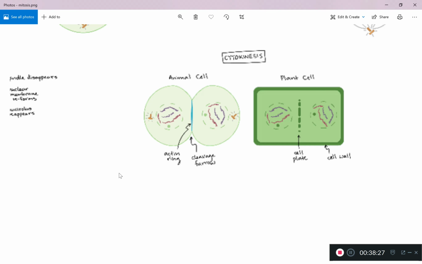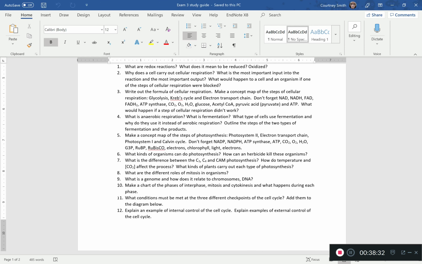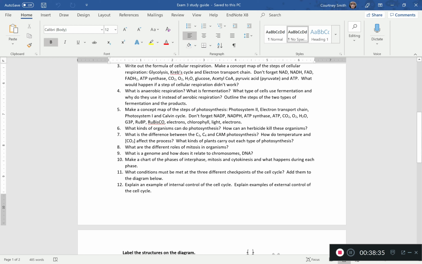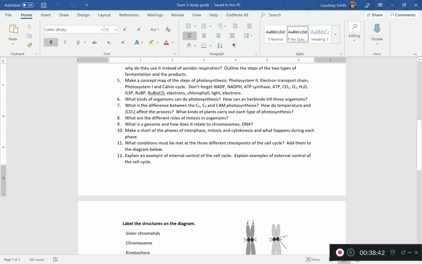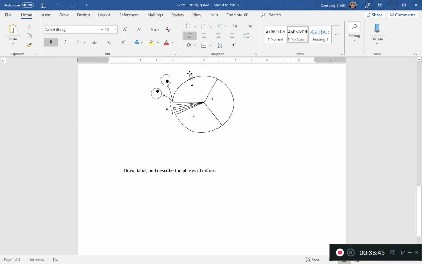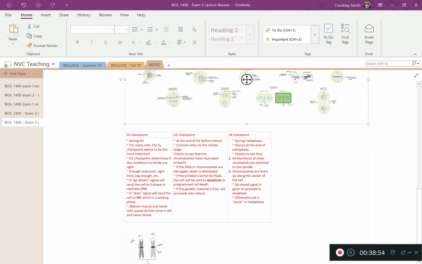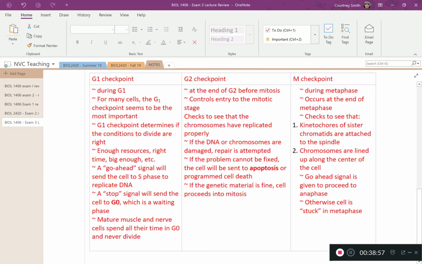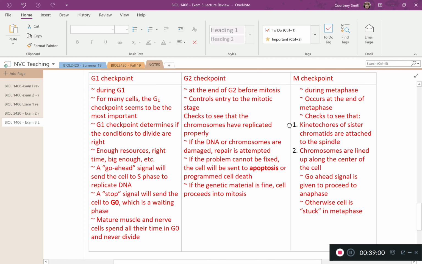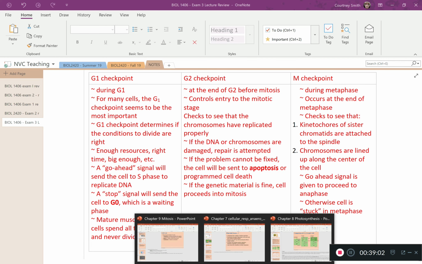Okay, so with that, we only have a few more questions. I believe the next question, let me see. What conditions must be met for the 3 different checkpoints of the cell cycle? Where it says add to diagram below, it's talking about specifically this diagram. We'll go over that whenever we get to this diagram. But for now, let's talk about those checkpoints. There are 3 of them, like I said. Actually, let me pull up the figure. It's a little bit better.